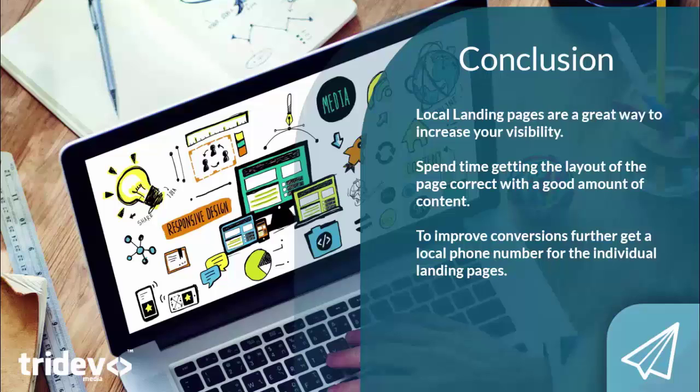To improve conversions, like I've said, try and get a local phone number for the individual landing pages. It looks more professional, it makes you look like you are a local business, and at the end of the day, most local searchers are looking for local businesses. So the more you look like a local business, the better your conversion is going to be.